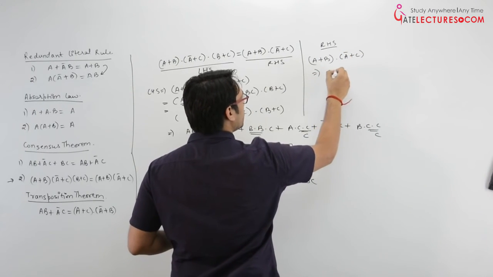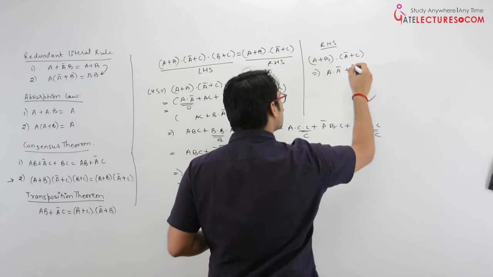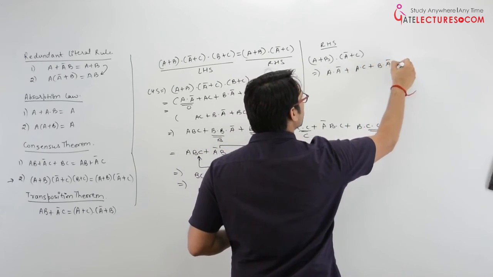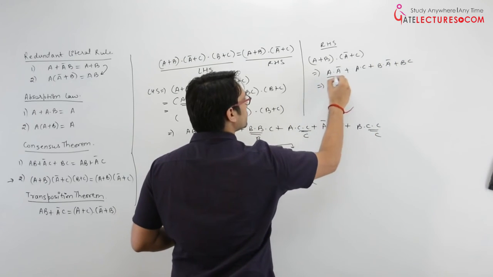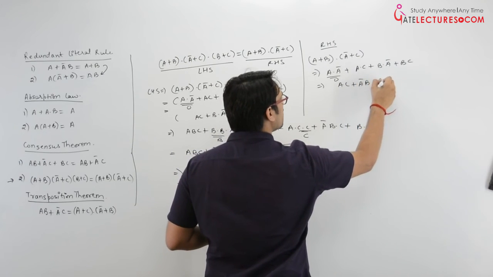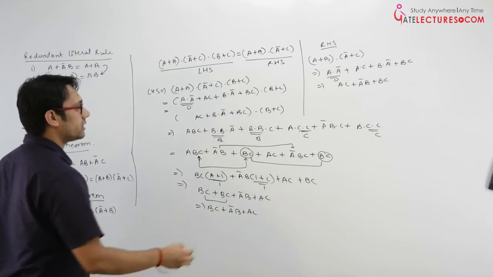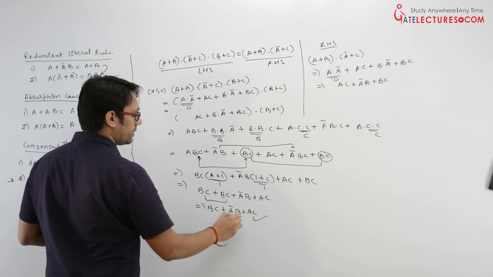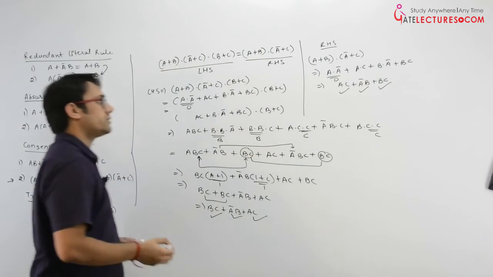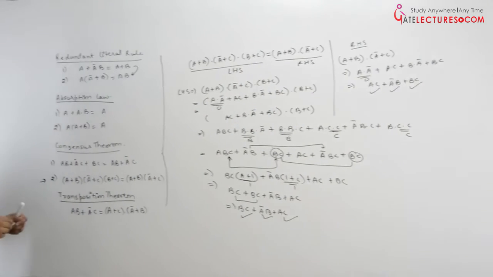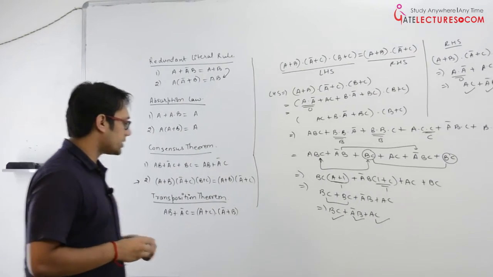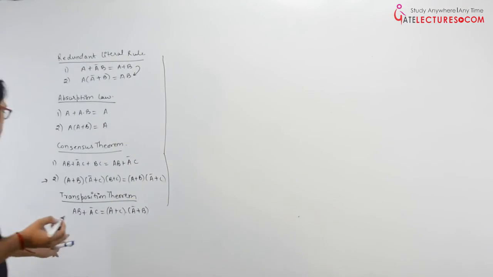It can be written as A·A' + A·C + B·A' + BC, which is equal to, this is 0, so it is AC + A'B + BC, right? So here also we are getting AC, A'B, BC, here also AC, A'B, BC, right? So the left hand side is equal to the right hand side. So this consistency theorem is also proved. Now let us try to prove the transposition theorem.